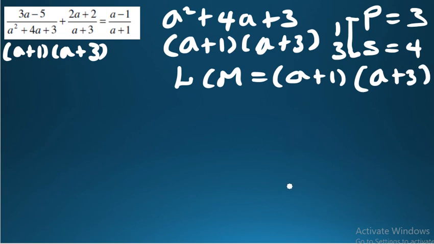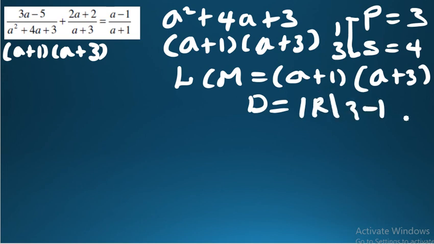Now, what is the domain? The domain of this rational equation will be the set of real numbers, excluding the one which makes the first linear factor 0, at -1, and the second one is going to be -3. These are the domain restrictions. Next step, let us multiply both sides by the LCM. The LCM is already here.